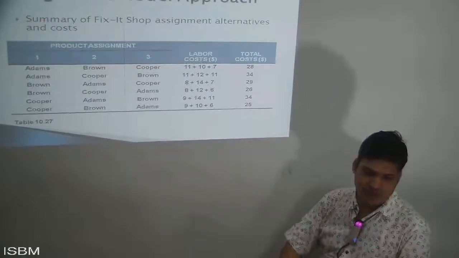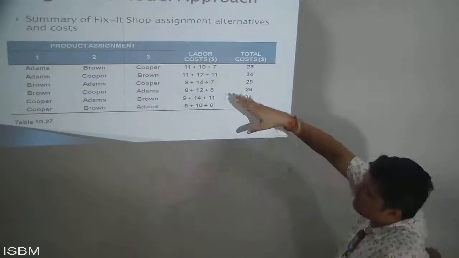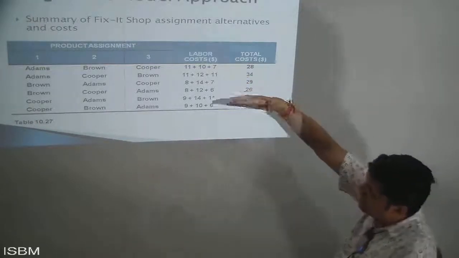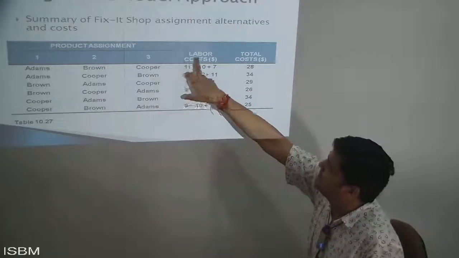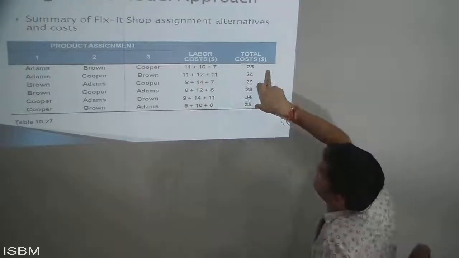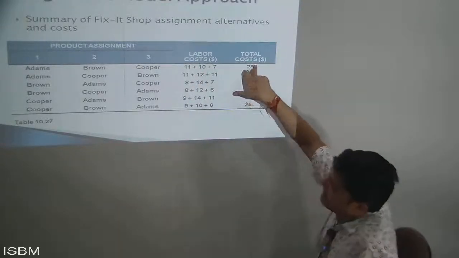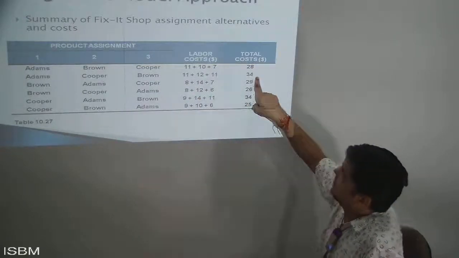Summary of the Fixit shop assignment alternatives and cost. We have the project assignments for Adams, Brown, and Cooper. The labor cost for the first assignment is 11, 10, 7, which is a total cost of 28. Then again Adams, Cooper, Brown: 11, 12, and 11, which is 34.